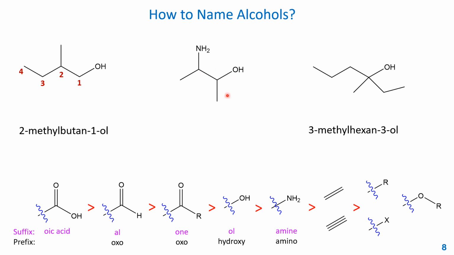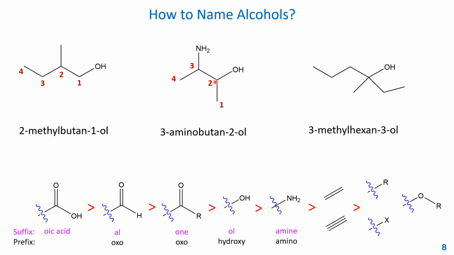For this one, we have a tie in numbering, but the hydroxyl group is higher priority than the amino group. So this carbon must be 1, 2, 3, 4. So this will be 3-aminobutan-2-ol. See, the amino group is this group, and now it is not the highest priority, so you have to use the prefix name amino. Okay, so that's 3-aminobutan-2-ol. 2 is the location of this hydroxyl group.